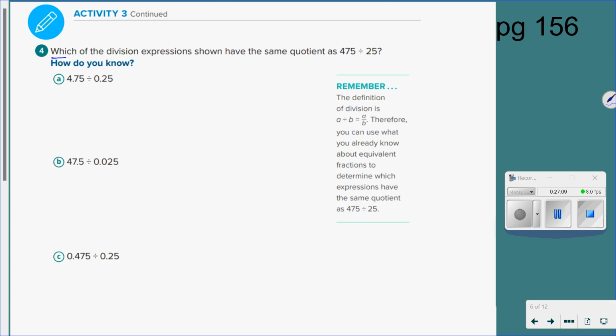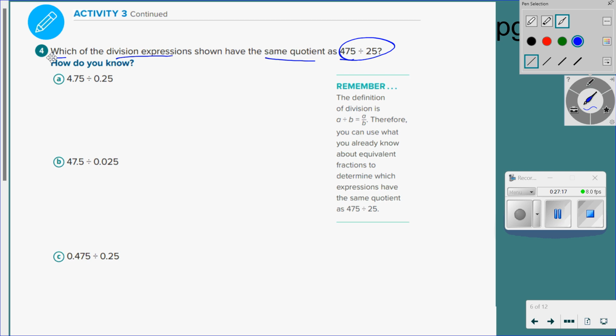Which of these expressions have the same quotient as 475 divided by 25? Pull out your highlighters real quick, because we have a side note that I really want to take note of.